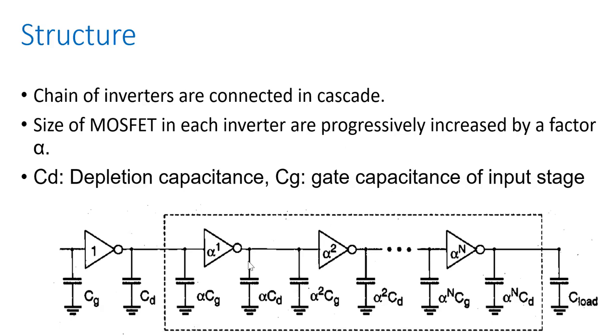Now, when this device has a total load capacitance of alpha times CD plus alpha CG, what will be the delay? Since you are increasing the device size by alpha, that is W increases by a factor of alpha, the current will also increase by a factor of alpha. The capacitance is alpha CD plus alpha CG, so capacitance also increases by a factor of alpha.